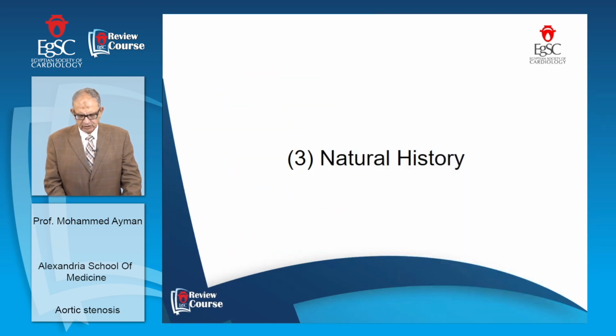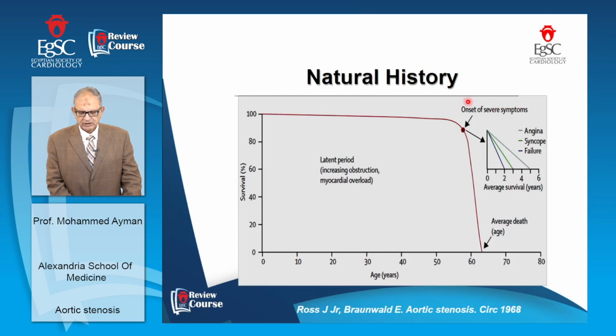Going to the natural history, patients with aortic stenosis may remain asymptomatic for a long period of years. And at a time in the natural history, those patients start to complain of symptoms of heart failure, angina, or syncope. Once symptoms start in patients with aortic stenosis, the survival rate declines steeply, and this puts the patient at a high risk of death.